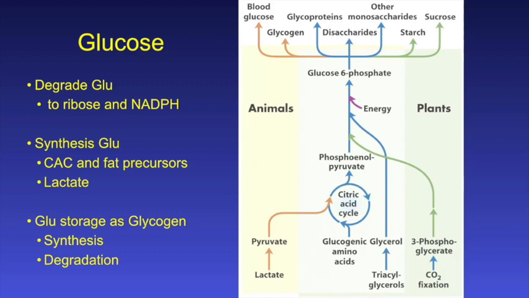Now, we're also going to look at the synthesis of glucose from citric acid cycle intermediates and from fat precursors, although that's more limited than you think. And we're going to see the synthesis of glucose from lactate, because remember, lactate was a dead-end product. It was the anaerobic product of glucose, but we'll see how we can resynthesize glucose from it.